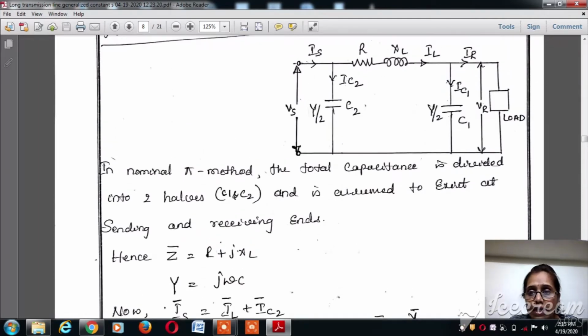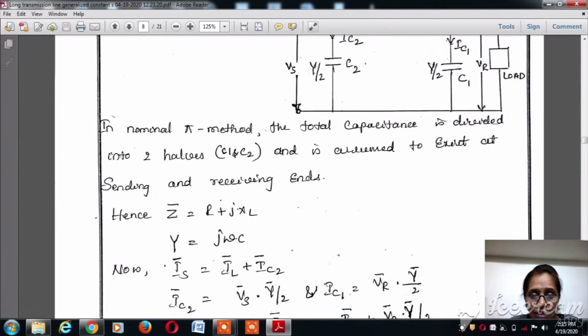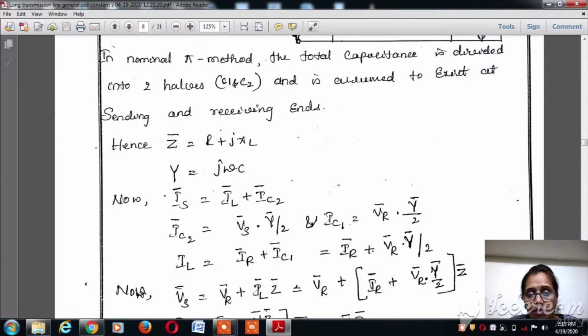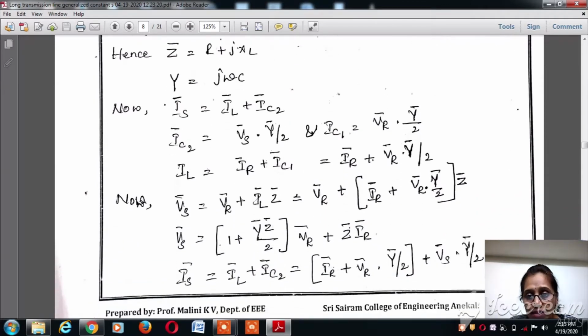IR plus IC1 constitutes the IL, and IL is equal to IR plus IC1. IR plus IC1 is nothing but equal to IR plus VR into Y divided by 2. Similarly, Vs is nothing but equal to VR plus IL into Z, that is VR plus IL into Z. IL into Z, where IL is nothing but IR plus VR into Y divided by 2, into Z.